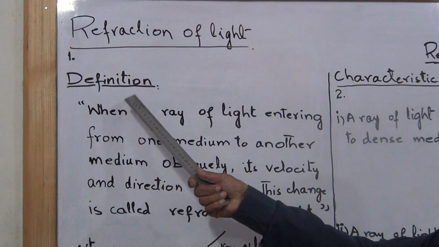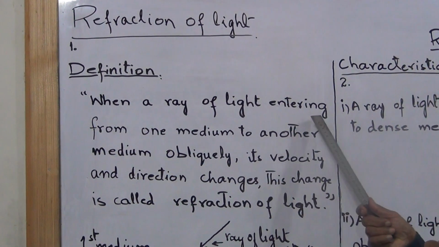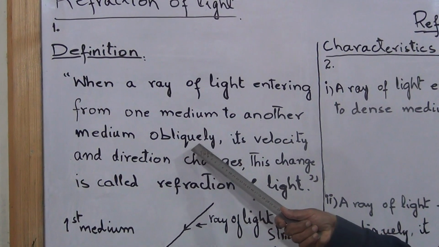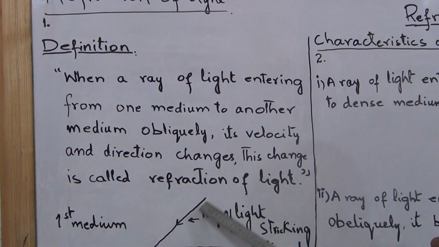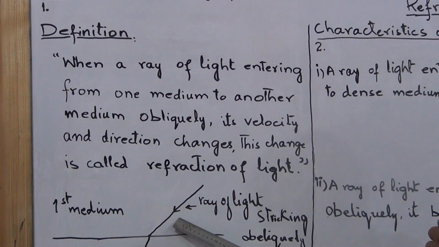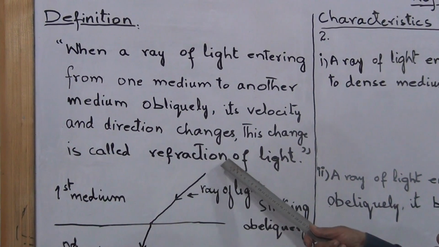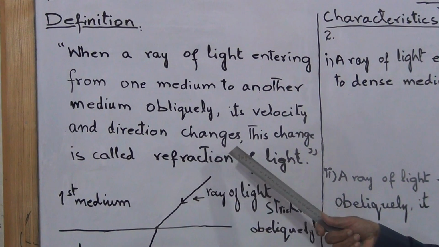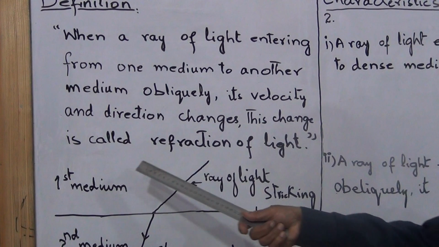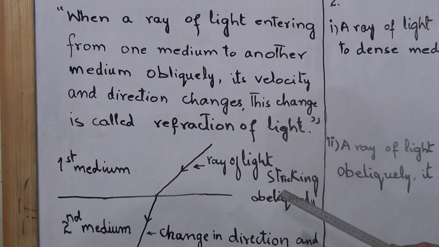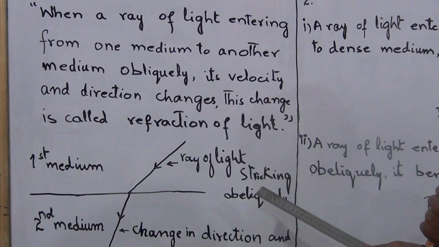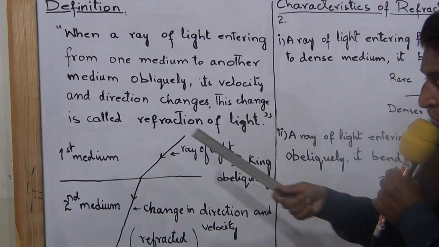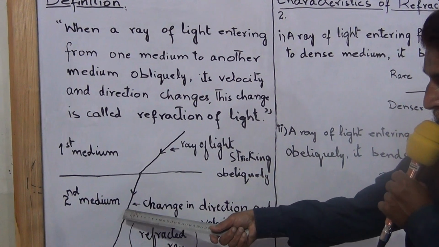Look at the definition. When a ray of light enters from one medium to another medium obliquely, obliquely means when it strikes at less than 90 degrees or greater than 90 degrees. Then its velocity and direction change. This change is called refraction of light. So, refraction of light means the velocity and direction change when it enters from one medium to another medium.